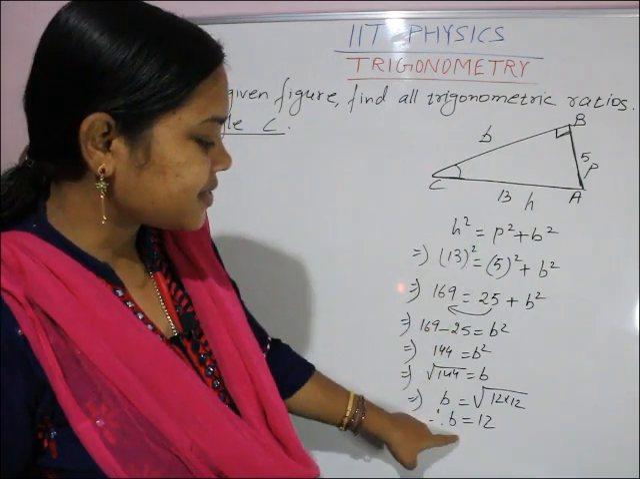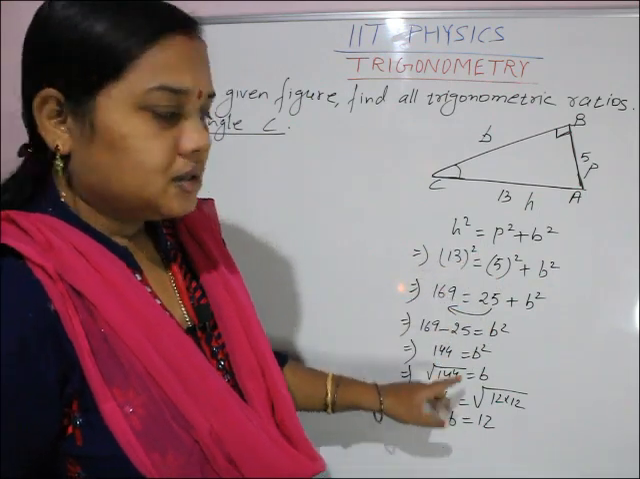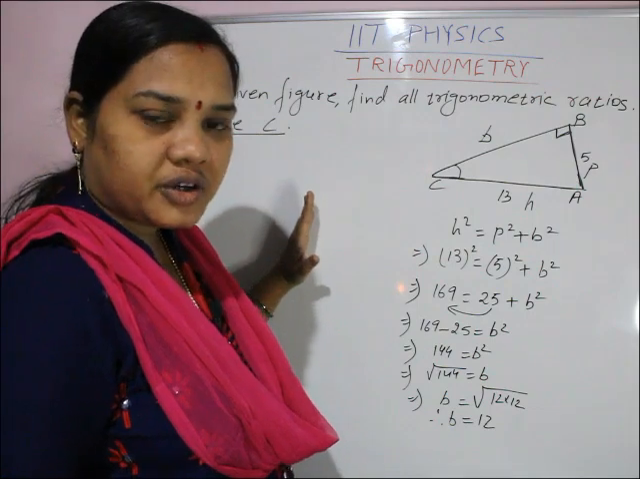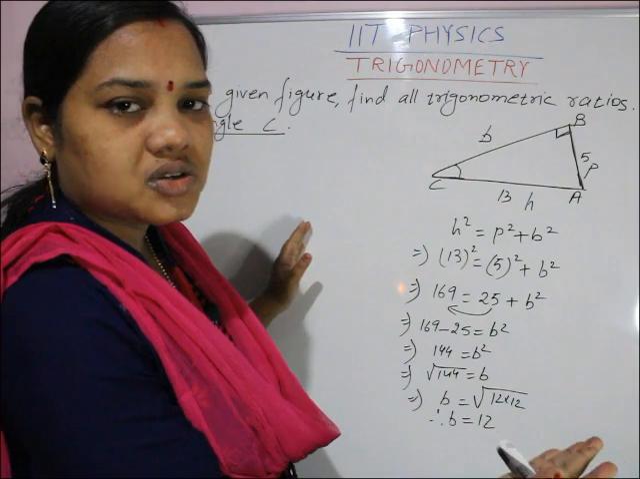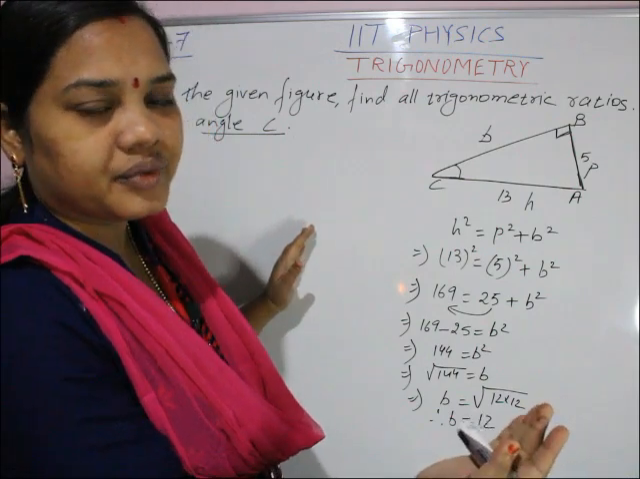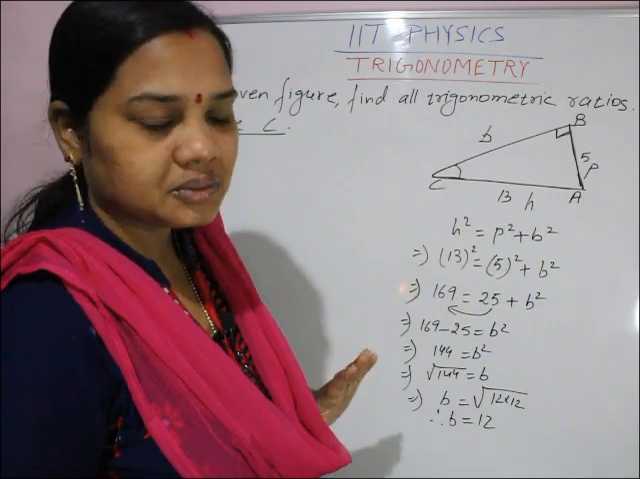First to last, I am following the equal to sign. The left side of the equal to sign is the left hand side. The right side of the equal to sign is the right hand side. Okay, now h square is equal to p square plus b square.